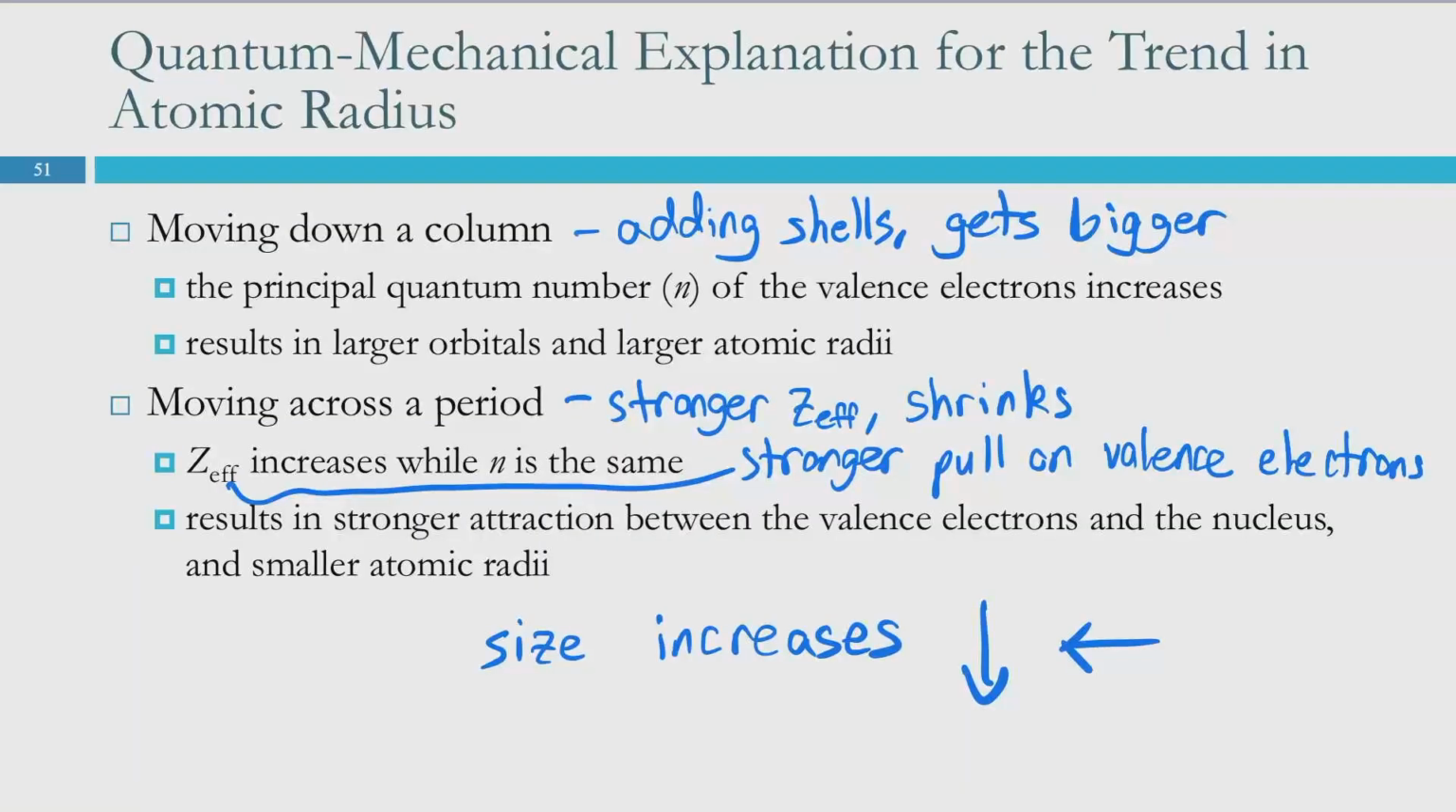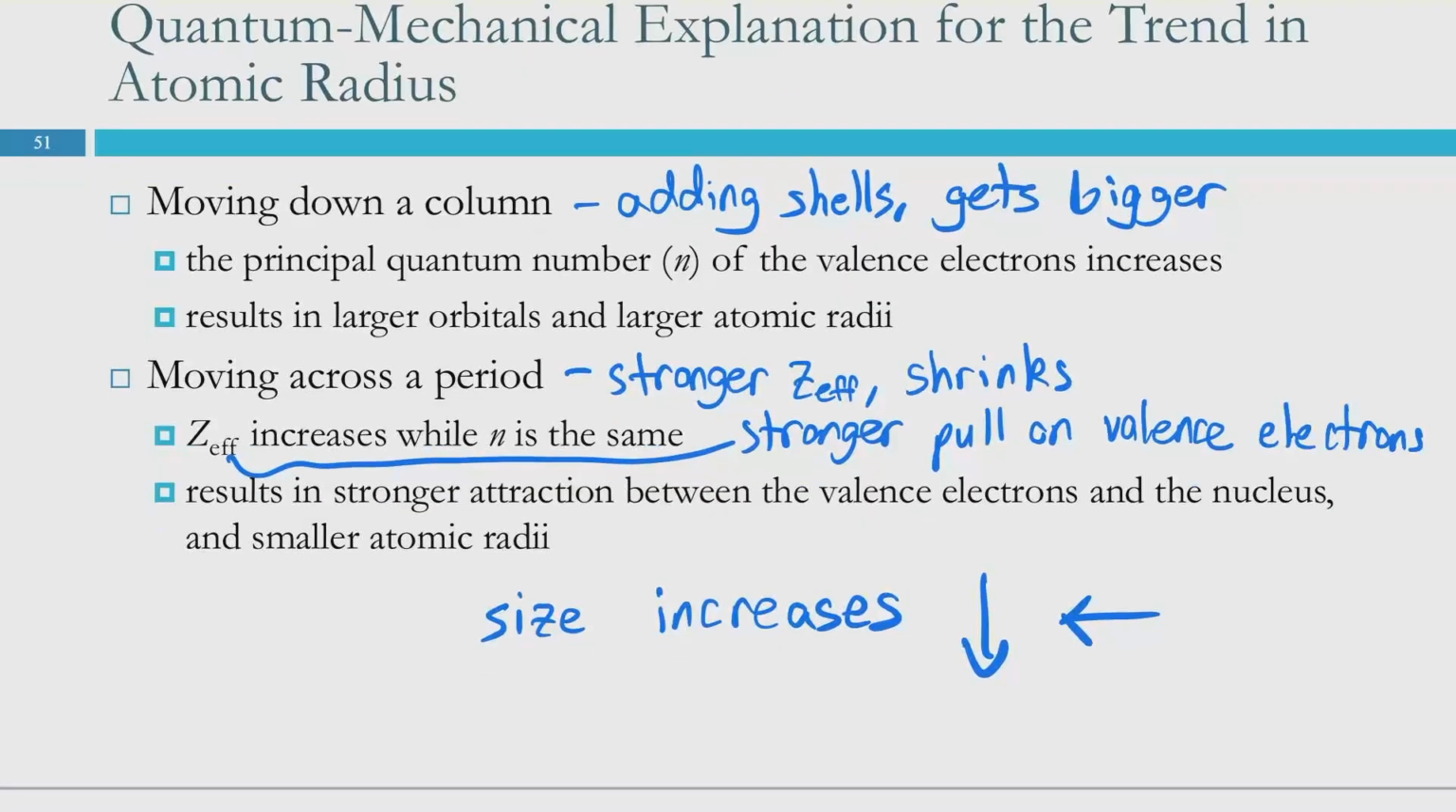Our trends for atomic size: when we were moving down a column, every time we move down a column, we're adding on a new shell to whatever our element is. That's going to make it bigger. So moving down, we're getting bigger.